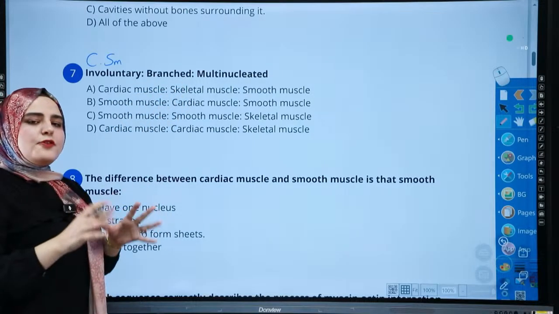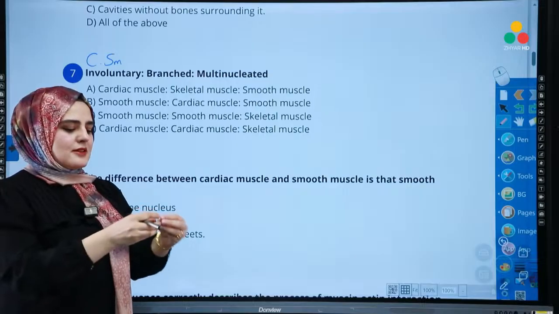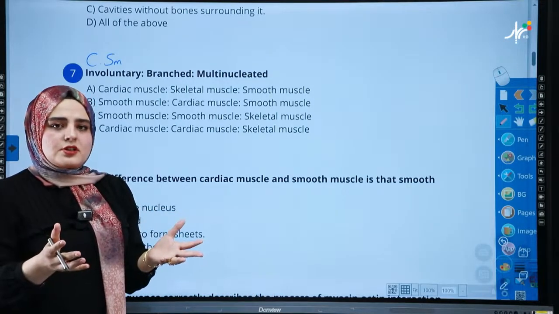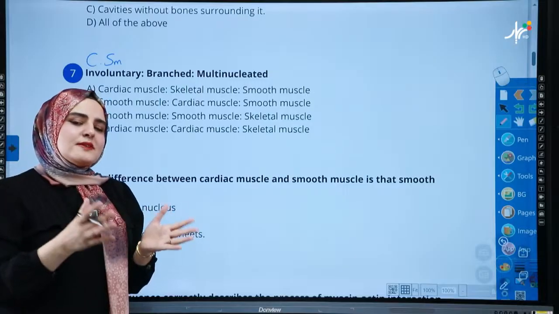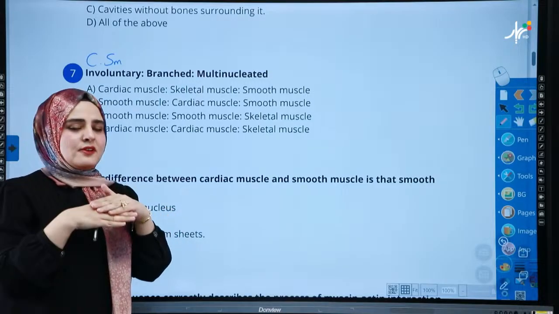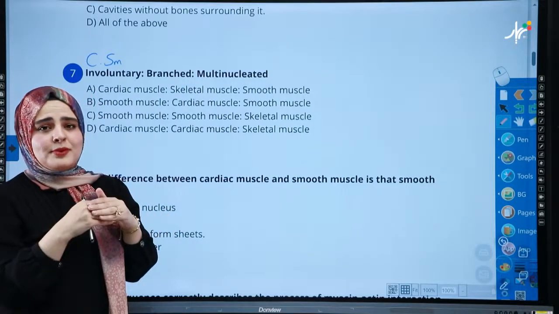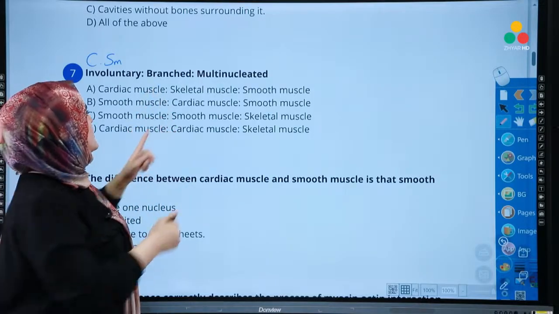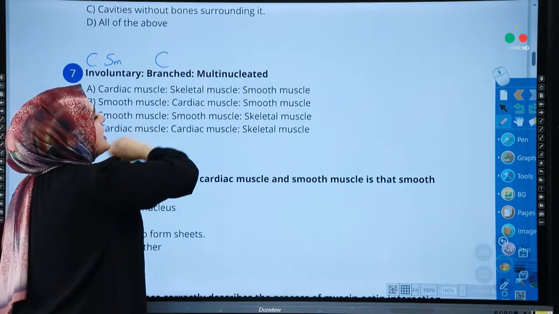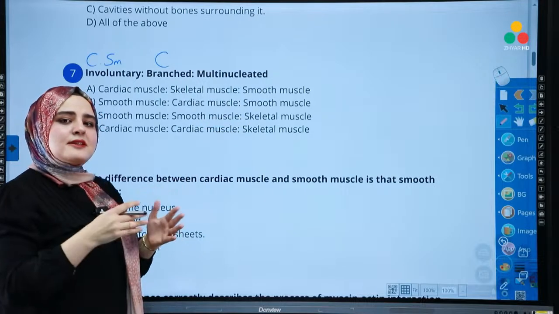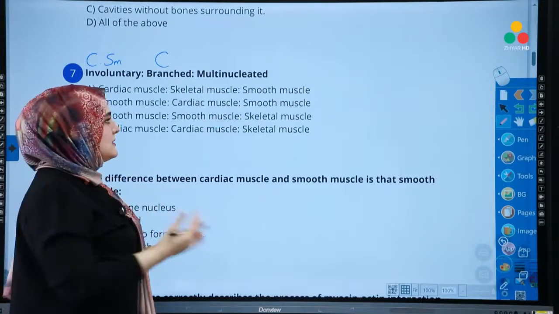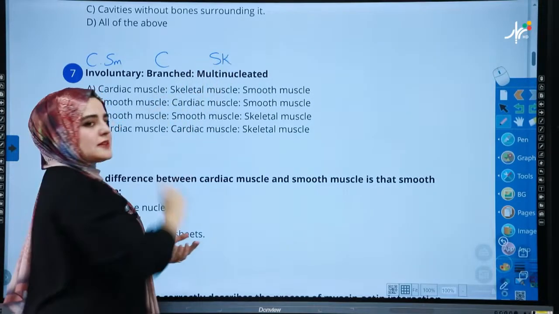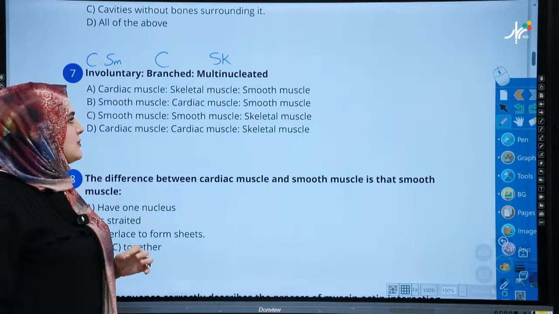Branched. We know for sure that the skeletal muscle is very, very long, and it doesn't have any branch. While the smooth muscles are shorter and interlaced on each other, this didn't mention anything about being branched. The only one that is branched is actually the cardiac muscle. Let's put the letter here. As for multinucleated, it means it has a lot of nuclei. This characteristic definitely goes for the skeletal muscle. Got it? It's for skeletal muscle.